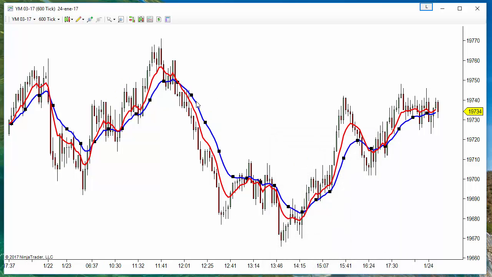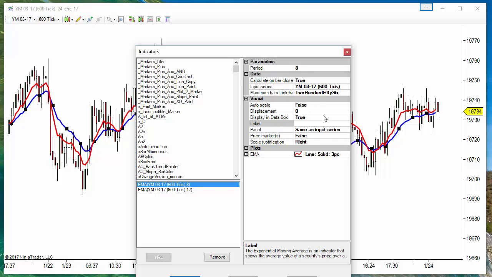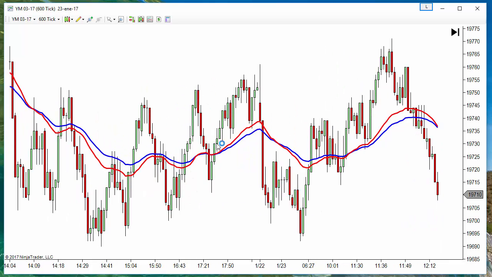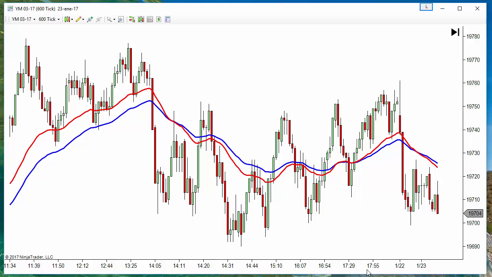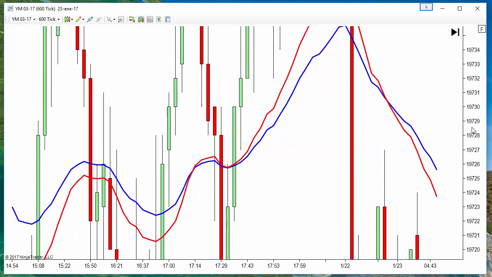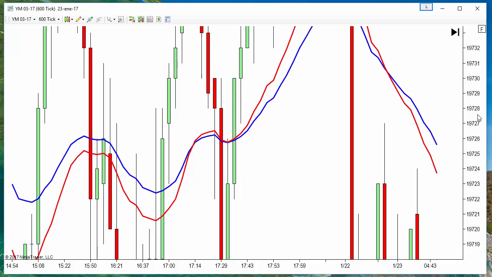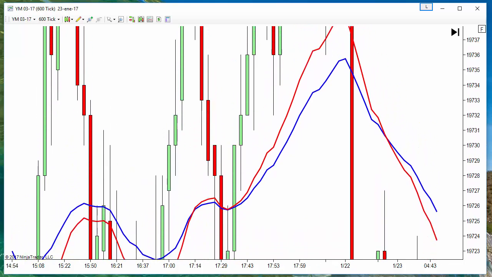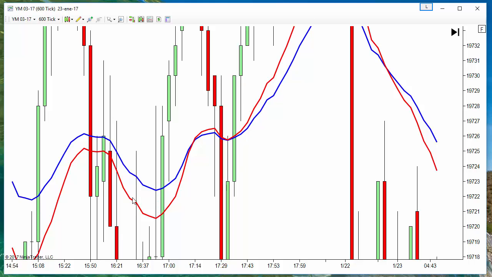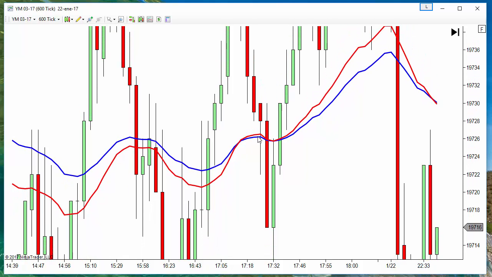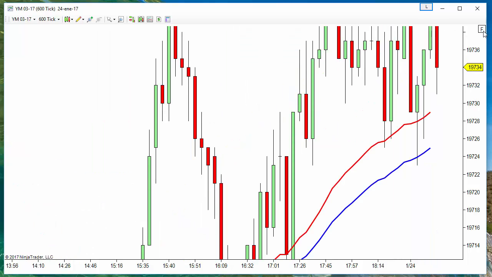Let's try with something not so fast, like for example 34 for the fast and a 50 for the slow. It is possible that we get an area like this one, where we get a small crossover to the upside and then a small crossover to the downside, which are not really a crossover because the separation is not big enough. There are several ways to avoid that problem.